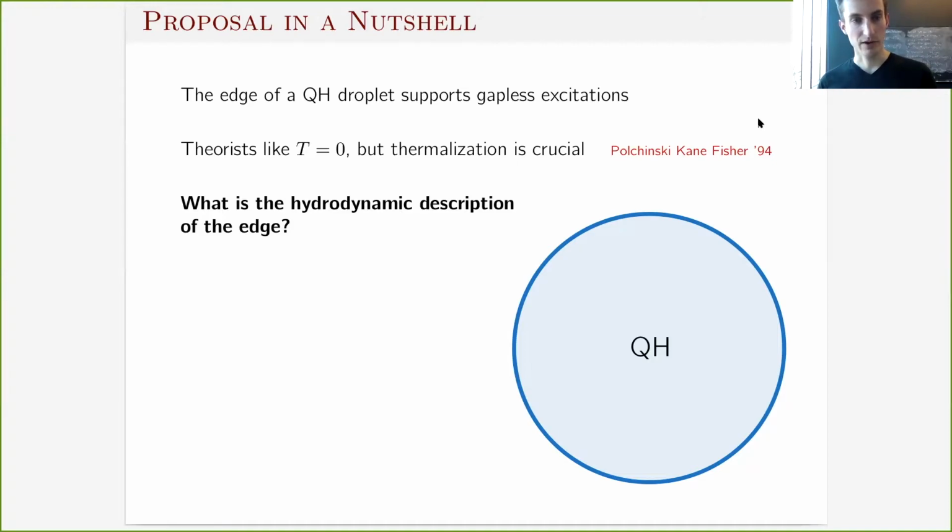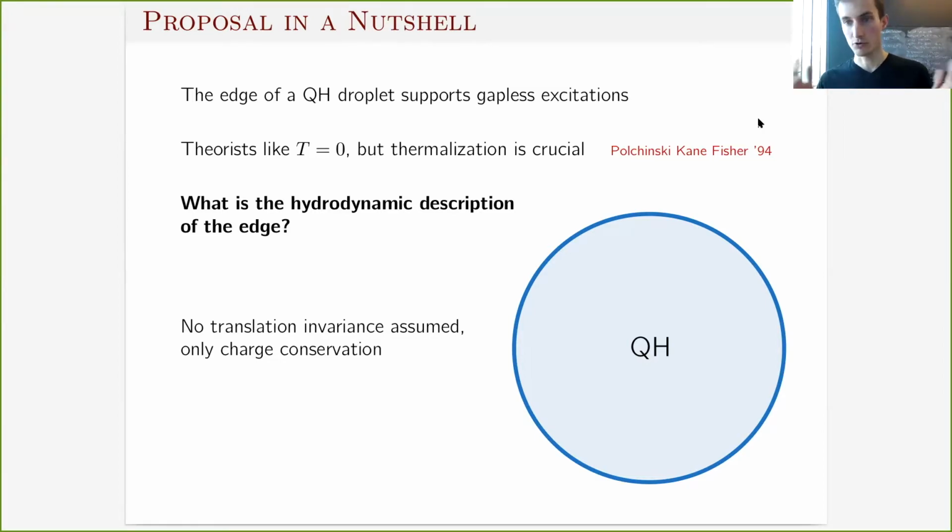So the question I want to ask is, what is the hydrodynamic description of the edge at small but finite temperature? And here I want to emphasize that I'm not going to assume translation invariance. So momentum is not conserved in any approximation. The only conservation law I'm going to use is charge conservation, and later I'll talk about energy conservation as well. And the beauty of hydrodynamics is that that's the only input you need.